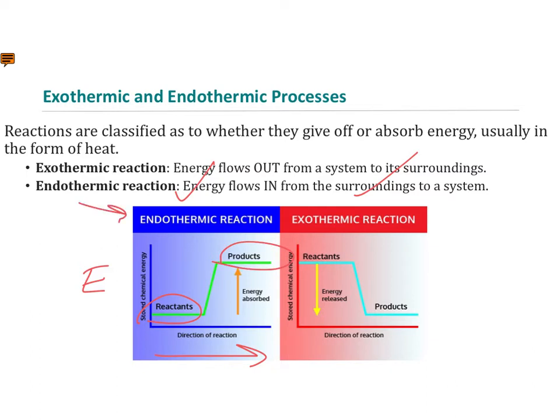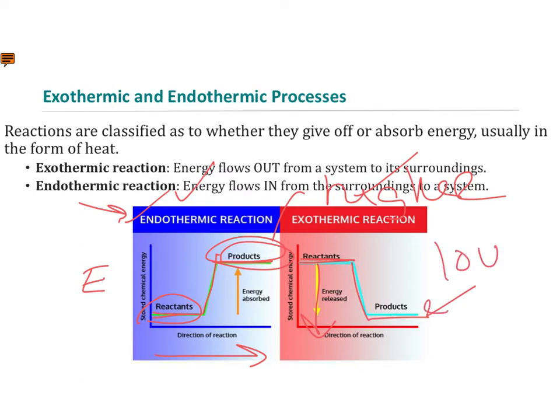What does that mean? That means that the system is absorbing energy. Okay, so if the system, we'll call it reactants at this point in the beginning, absorbs energy, then the products are going to be at a higher energy, right, than the reactants. So that's true for an endothermic reaction. Exothermic reaction, the reactants are giving out energy to the surroundings, so the products are going to end up with lower energy.